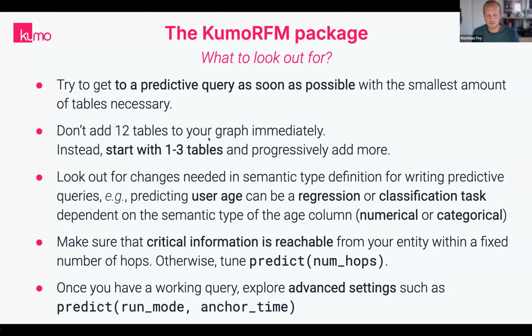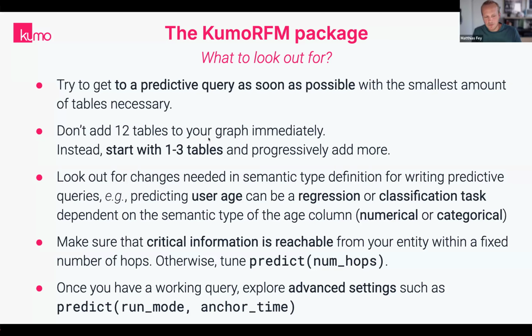So you may find yourself having a user age column and want to predict that, but this user age column can be either treated as a regression task or a classification task, depending on the semantic type of the age column. So if your predictive query may throw a warning or an error or may identify a wrong task type, then it's good to go back and revisit the semantic type of this column.